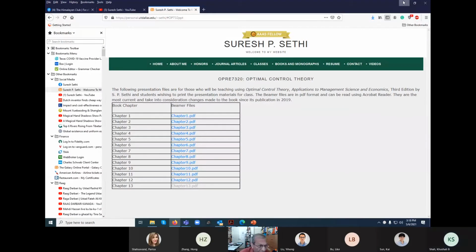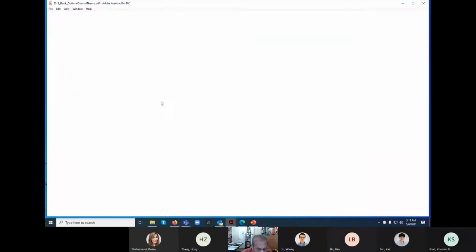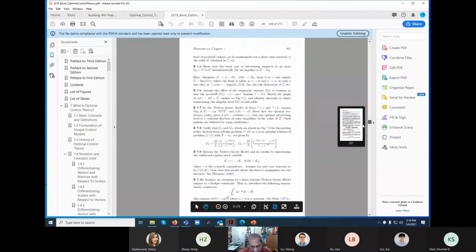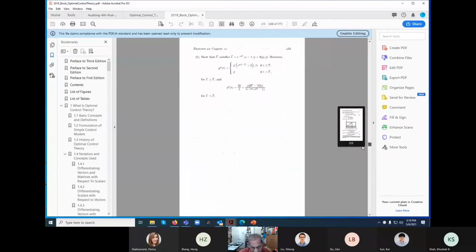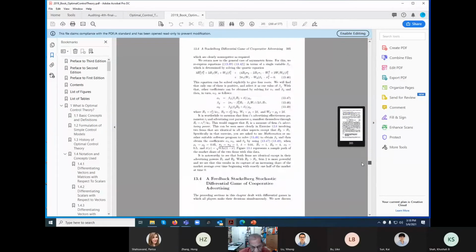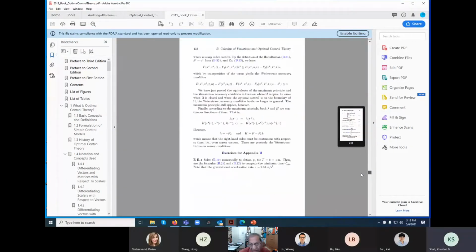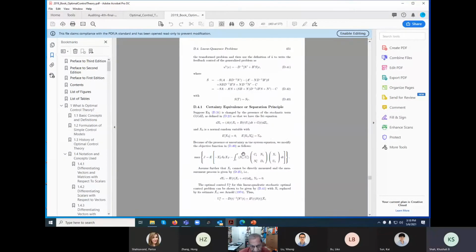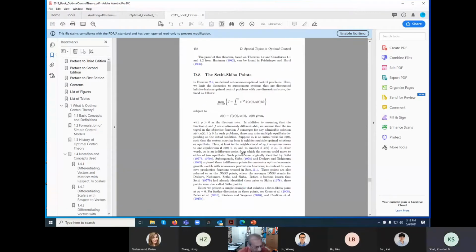I have to open the book. Here we go. D.8. Page 458 to 460. Okay.